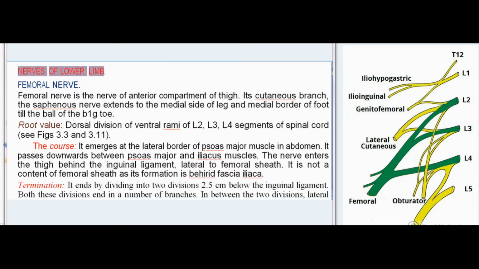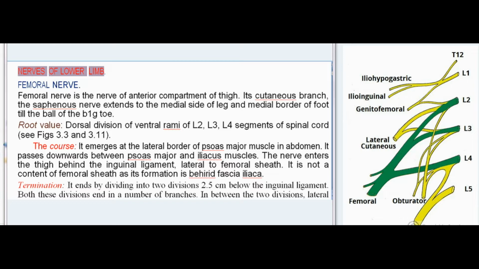Nerves of lower limb. Femoral nerve. Femoral nerve is the nerve of anterior compartment of thigh. Its cutaneous branch, the saphenous nerve, extends to the medial side of leg and medial border of foot till the ball of the big toe. Root value: dorsal division of ventral rami of L2, L3, L4 segments of spinal cord, see Figs 3.3 and 3.11.